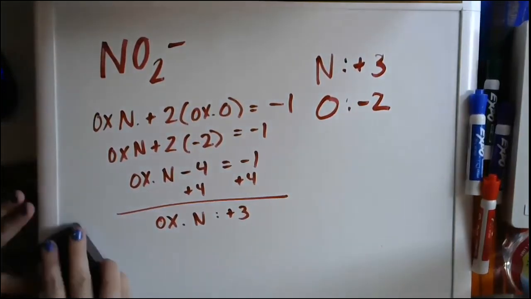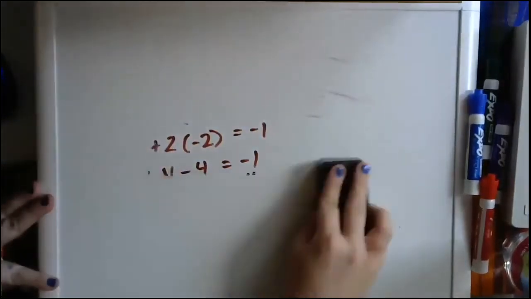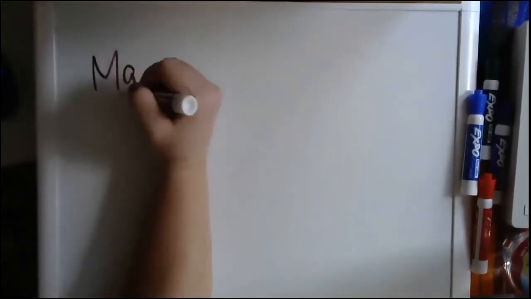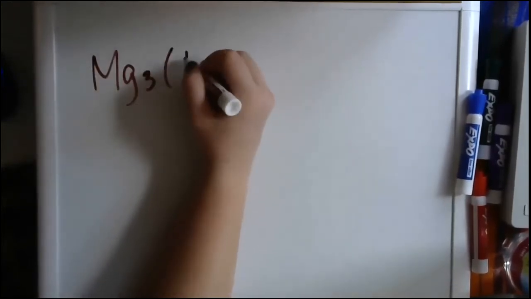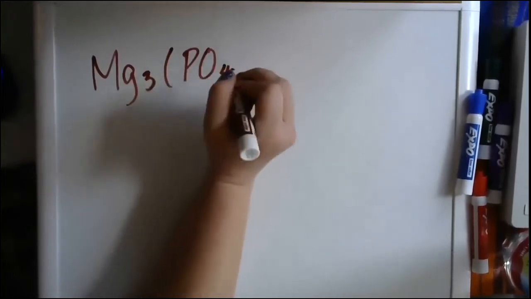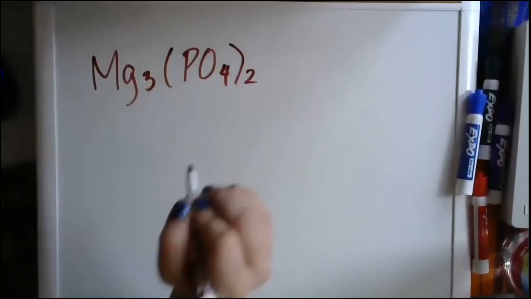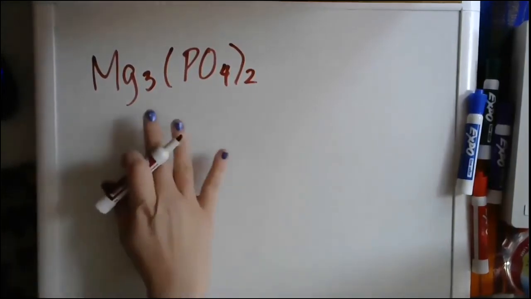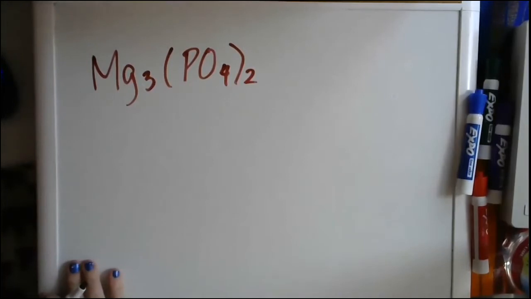All right, now let's look at how we figure out the oxidation states of atoms that are part of compounds that have polyatomic ions in them. Okay, so say I have something like this, Mg3(PO4)2. And I want to know what the oxidation state of everything in here is.